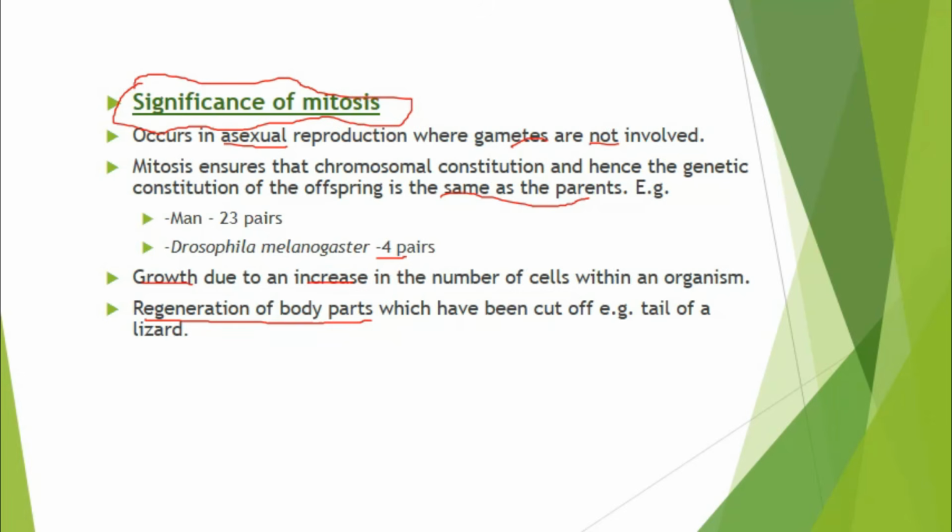That is, in a man you have 23 pairs. In Drosophila melanogaster you have 4 pairs. Then growth is due to an increase in the number of cells within an organism. Now, regeneration of body parts which have been cut off, e.g. tail. So another significance of mitosis is it helps in regeneration of body parts that have been cut, e.g. a tail of a lizard.